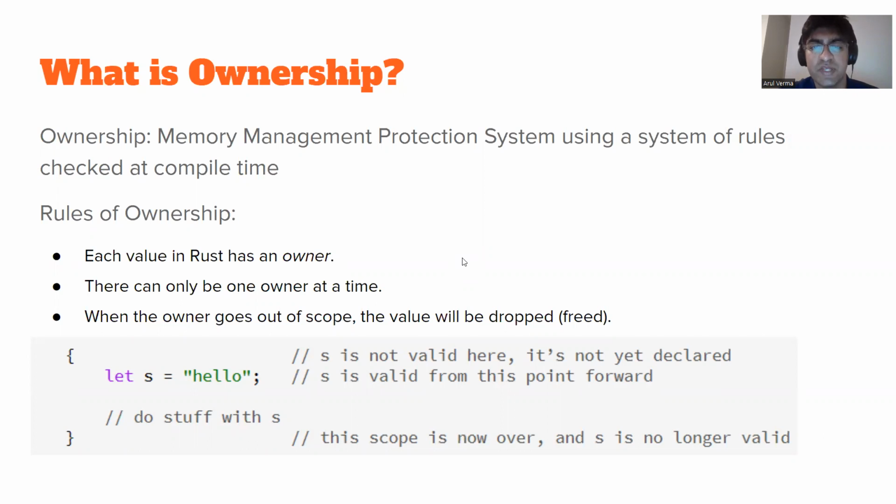Let's start by talking about what ownership is. Ownership is a memory management protection system built into Rust using a system of rules that are checked at compile time. There are three main rules for ownership. The first is that each value in Rust has an owner, and by value, I mean any variable or any data. There can only exist a single owner for data at a given time. And when that owner goes out of scope, the value is freed from memory.